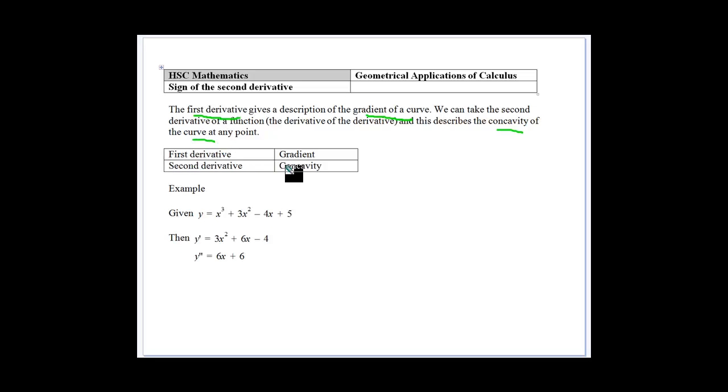So the first derivative will always describe its gradient. It gives us a gradient function. The second derivative gives us a concavity function. So it will describe the concavity of a curve at any point.